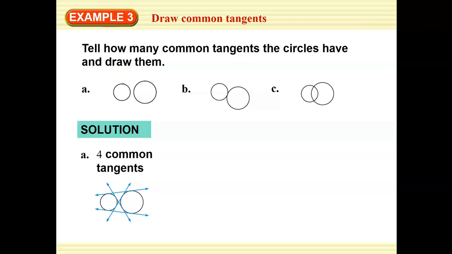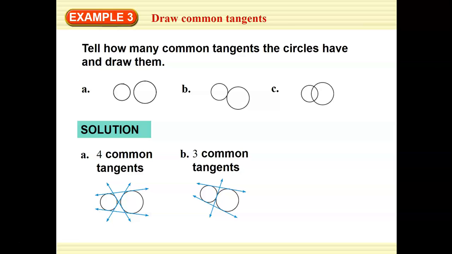If they are touching, so the circles in and of themselves are, you could consider, tangent to each other, then you're going to have one on top and bottom, just like with the previous one, but then you're just going to have one straight down through the middle. So that one has 3.